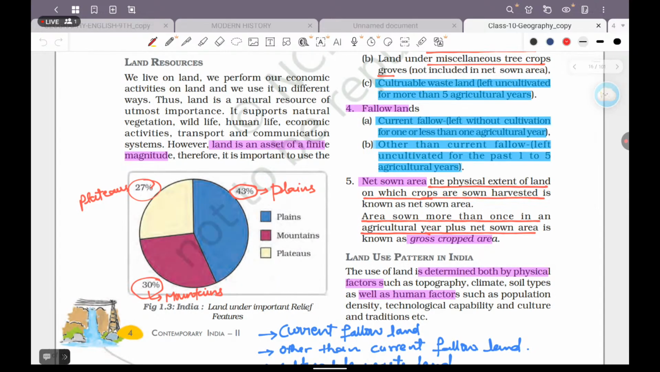So it is given here that the net sown area, the physical extent of land on which crops are sown and harvested, is known as net sown area, whereas area sown more than once in an agricultural year plus net sown area. So to calculate the gross cropped area, we need the net sown area.